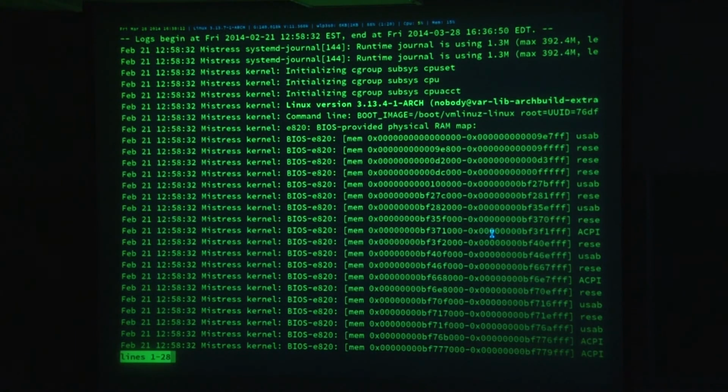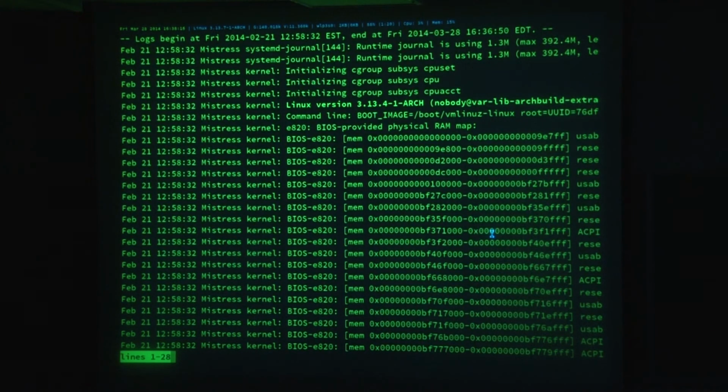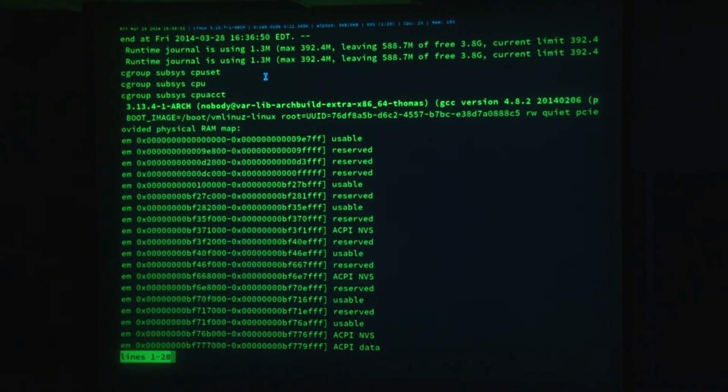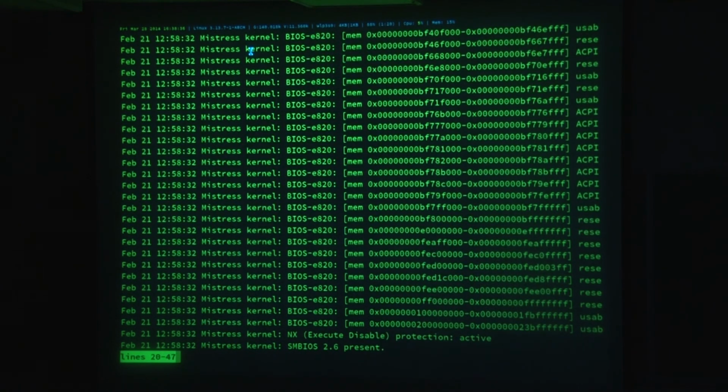So if you want to look at your log, you type journalctl. This is my entire journal, every log that's ever hit journald. It starts at the earliest entry and goes down. So for example, this is my boot on February 21st, 1 o'clock in the afternoon. Looks like my journal was using 1.3 megabytes, and here's a bunch of kernel stuff.